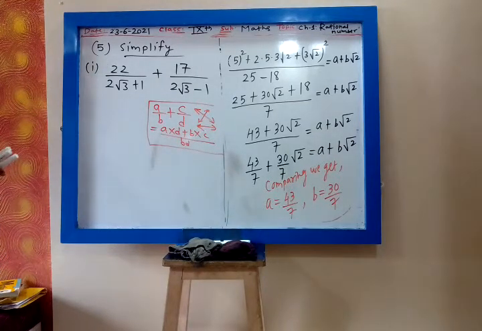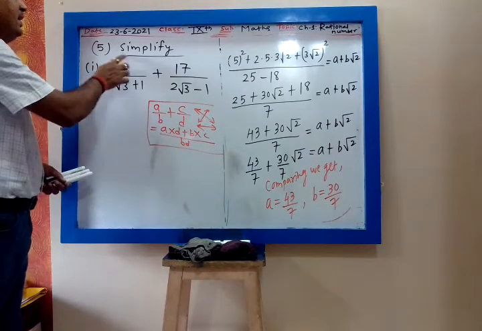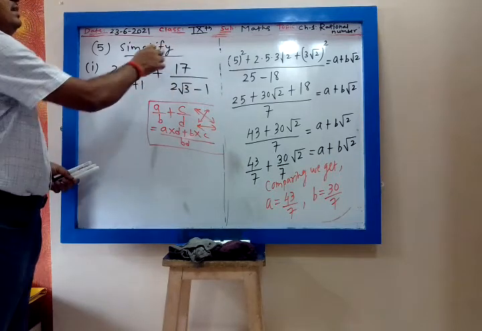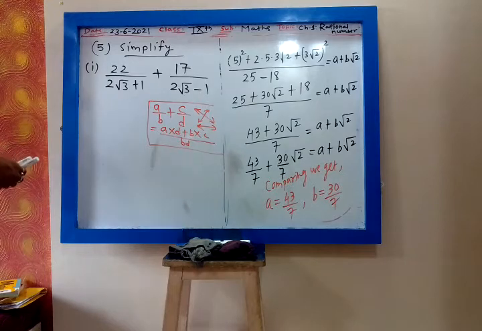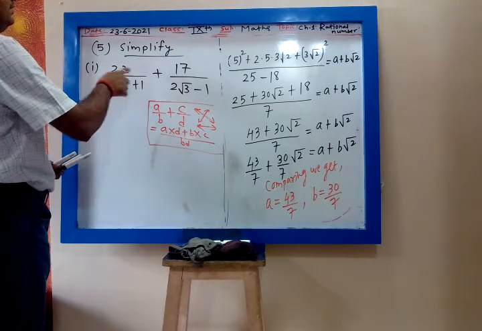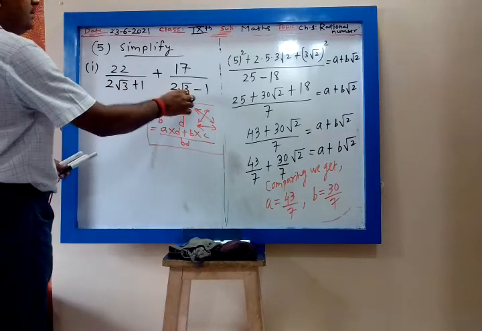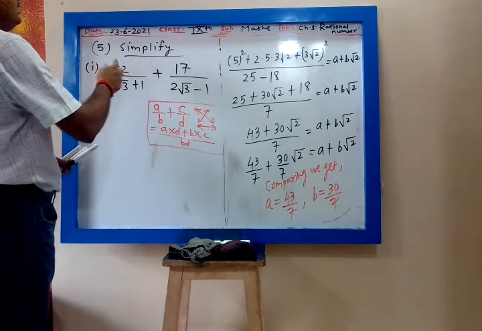To solve this, the other method is you simplify each one of them by rationalizing the denominator and get the answer. Are you getting? One method is you directly cross multiply and simplify. The other method is, suppose this is some different number, you rationalize the denominator of each and simplify.